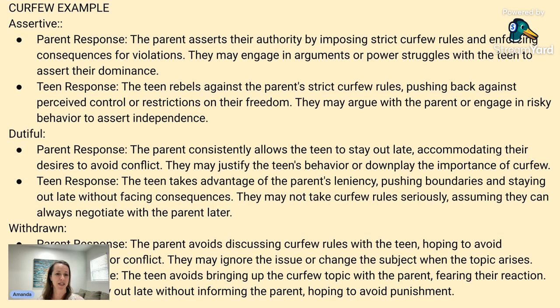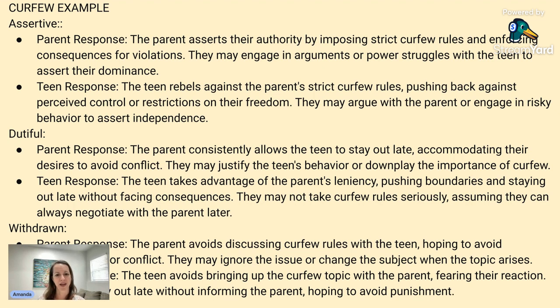And a common response a teen might have in this situation is that they would rebel against the parent's strict rules, pushing back against the perceived control or restrictions on their freedom. They may argue with the parent or engage in risky behavior to assert their independence.